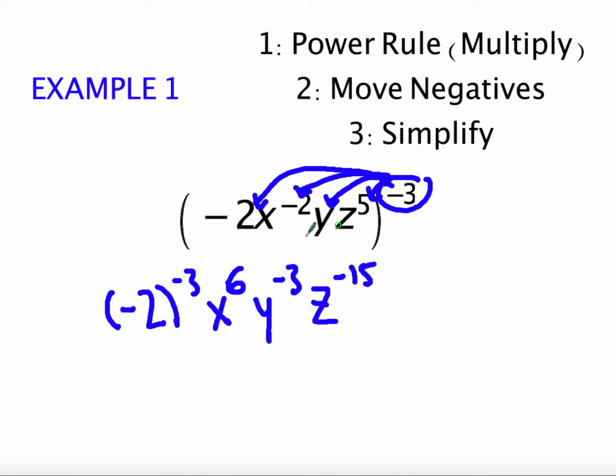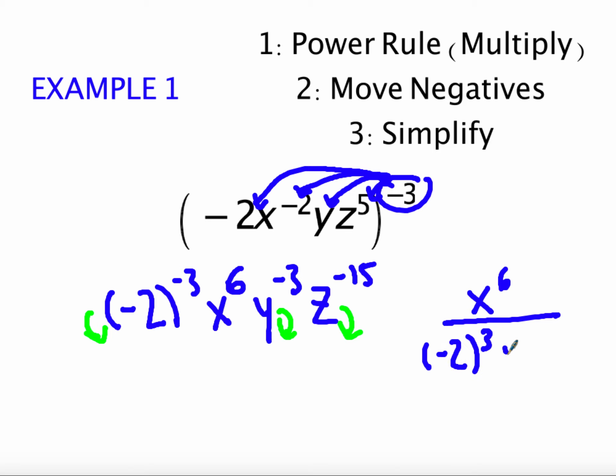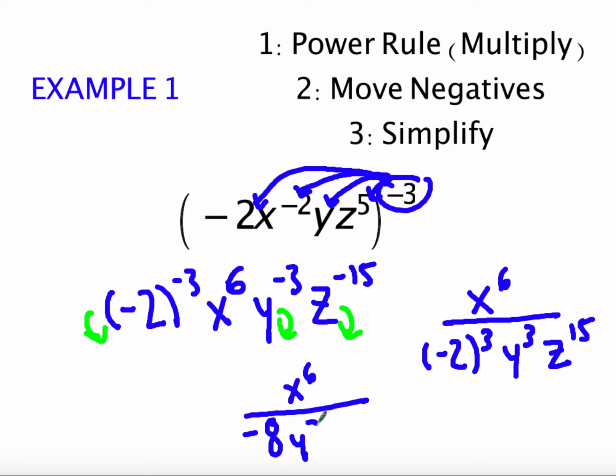Okay, now let's use a different color for our arrows. This is going to the denominator, so is this, and so is this. So we have only in the numerator x to the 6th, everything else had a negative exponent. So we have negative 2 to the 3rd, it becomes positive. Y to the 3rd, z to the 15th. And then since this is a reasonably sized base and exponent, we're going to go ahead and evaluate that. So we have x to the 6th divided by negative 8, y to the 3rd, z to the 15th. Final answer. You were just watching that.